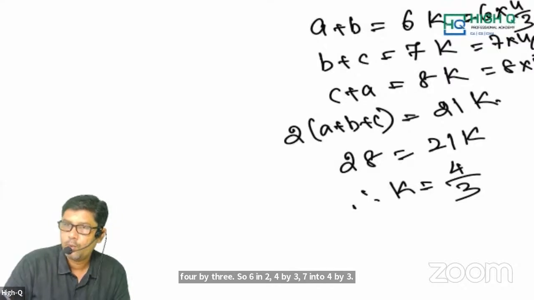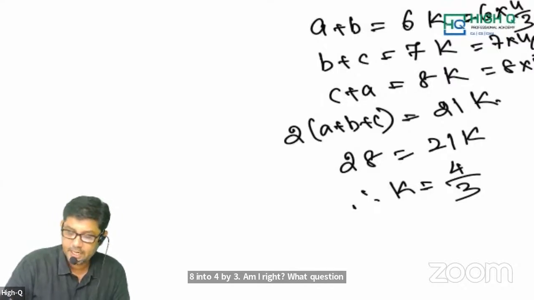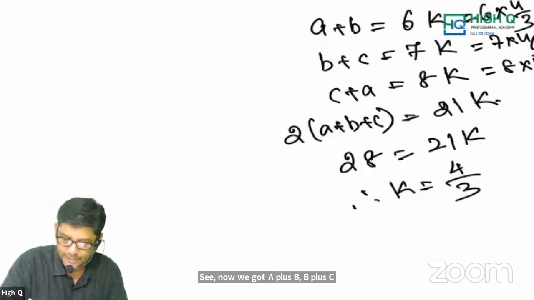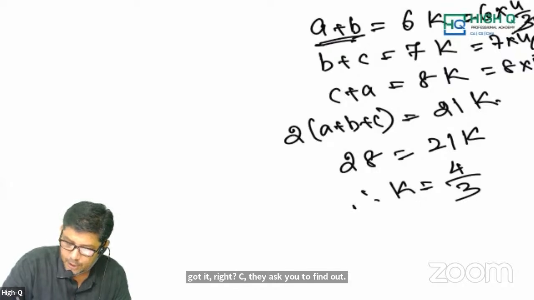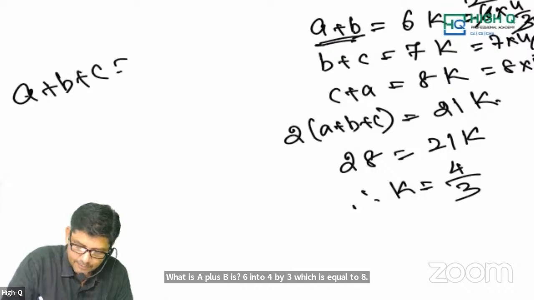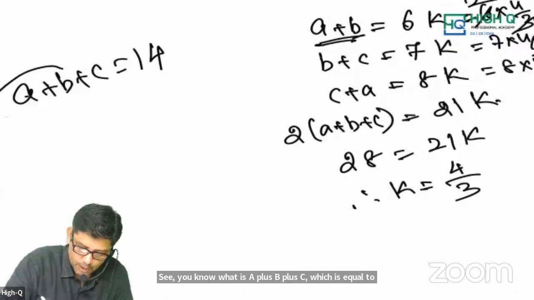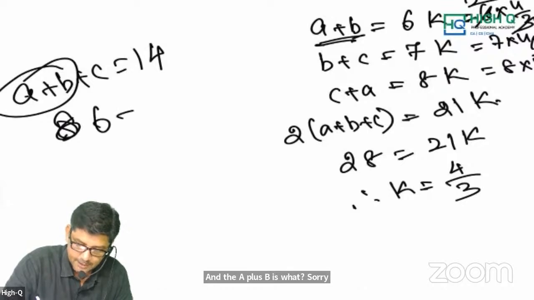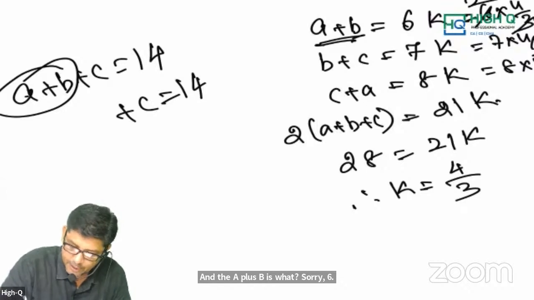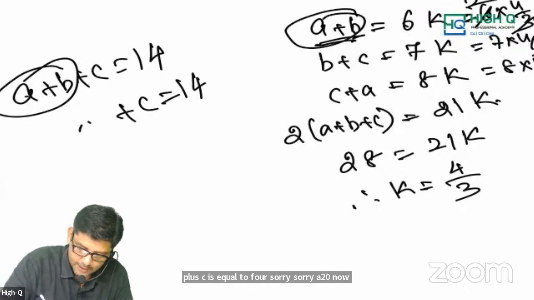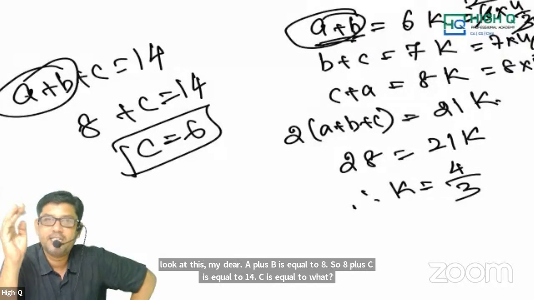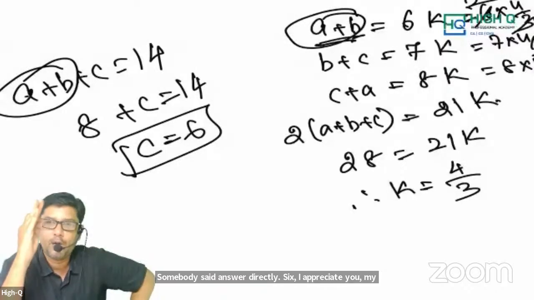Am I right? What did the question ask you to find out? C. Now we got A plus B, B plus C, and C plus A. We got all of them, right? They asked you to find C. What is A plus B? 6 into 4 by 3, which is equal to 8. See, you know A plus B plus C is equal to 14, and A plus B is 8. So 8 plus C is equal to 14. C is equal to what? 6. Somebody said the answer directly as 6. I appreciate you, my dear. This is the right way of approach.